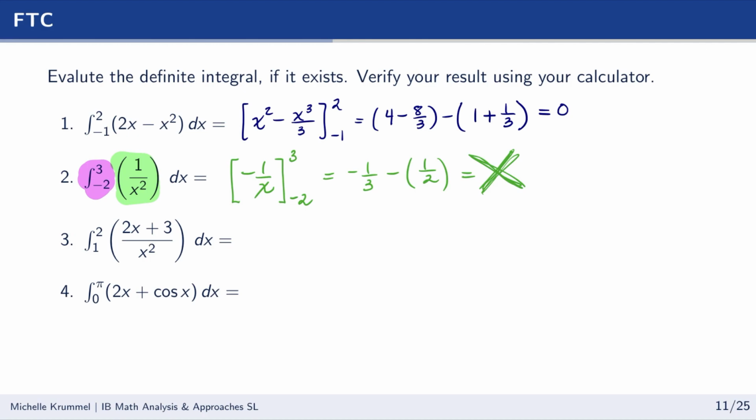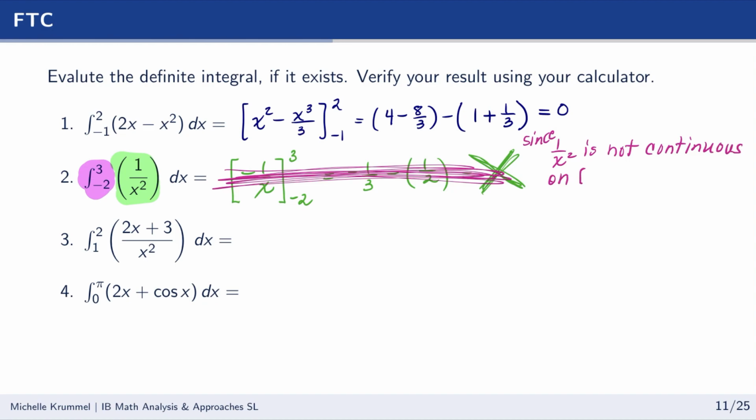Our function 1 over x squared has a discontinuity. It is not continuous on the interval from -2 to 3. So we cannot use the fundamental theorem of calculus here. It would be incorrect, and it will give us the wrong answer. Since 1 over x squared is not continuous on the closed interval -2 to 3, FTC, that stands for Fundamental Theorem of Calculus, does not apply.